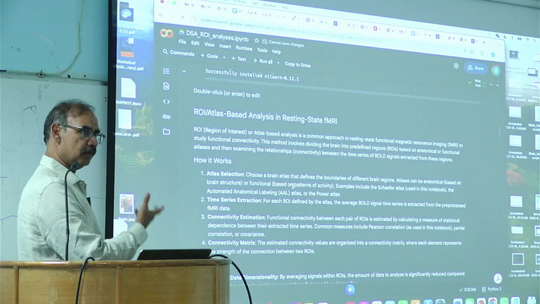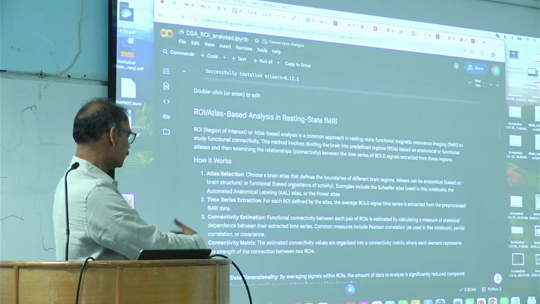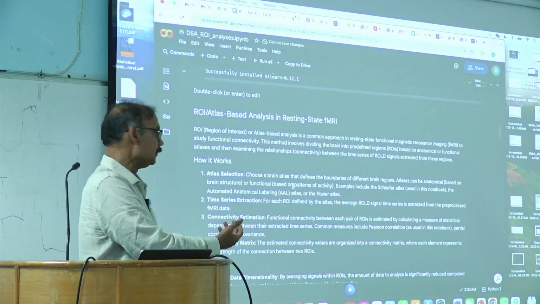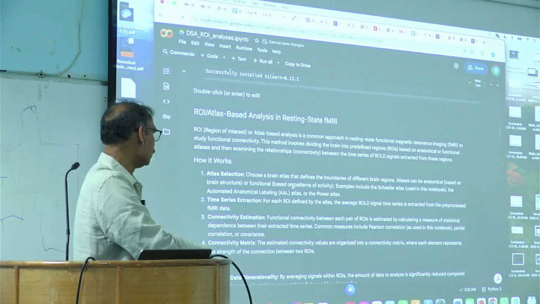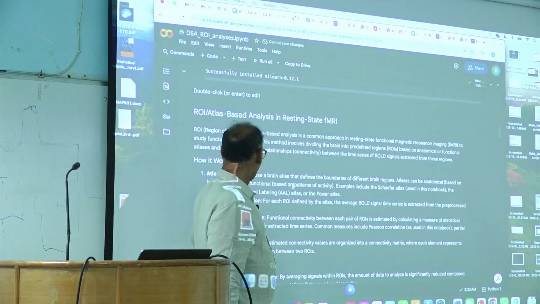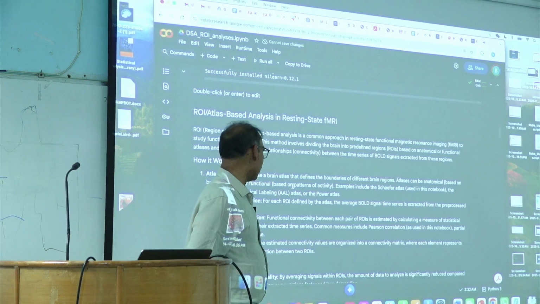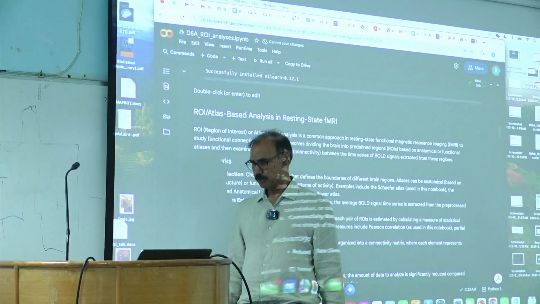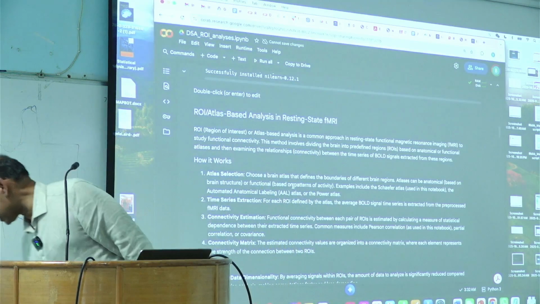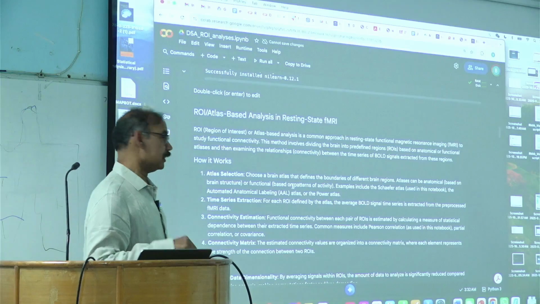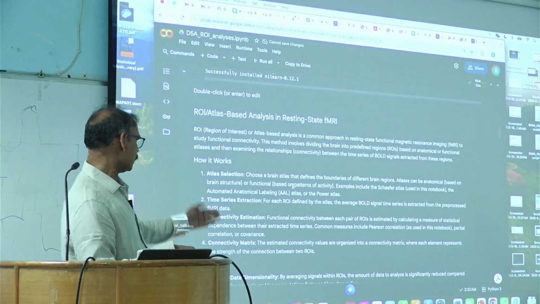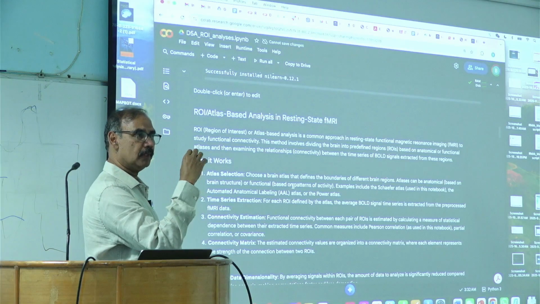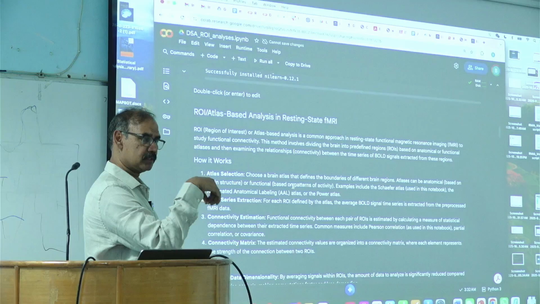So in the atlas-based approach, for this graph theoretical measure, these are based on atlases, right? And there are several different kinds of atlas. One is the automated anatomical labeling, AAL. The other one is Schaefer, which we have used here, and Schaefer has 400 regions of interest. There is also the Power Atlas. So they have already defined the locations in the brain, right?